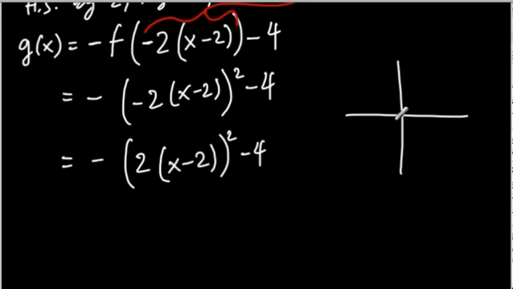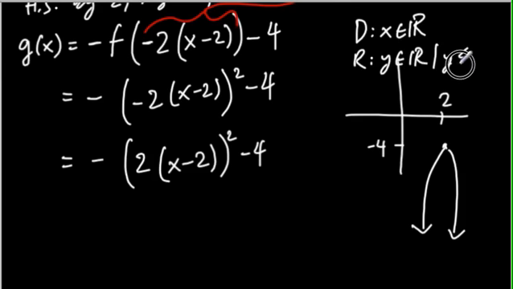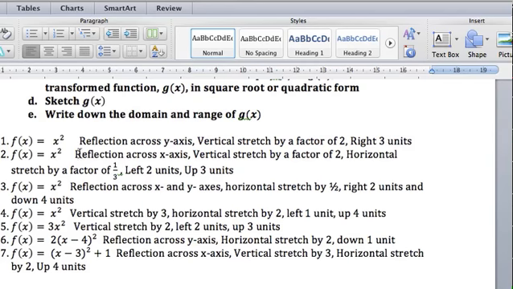So what would that look like? We know it's a reflection across the x, so it's going to go downwards. It's going to be stretched by half, so it's going to be a little bit thinner. It's to the right 2 and down 4. So there you go, it's going down there. And the domain is x is an element of reals, and the range is y is an element of reals, and y is less than or equal to -4. So y is less than or equal to -4. Okay, let's move on to the next one.